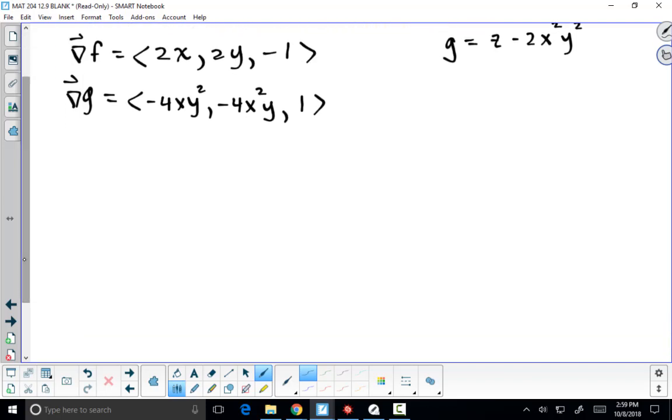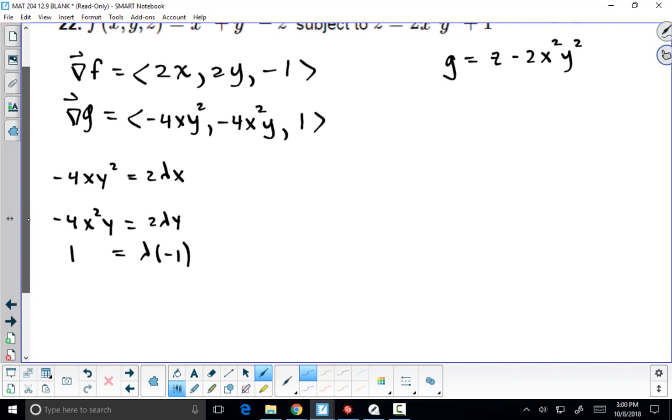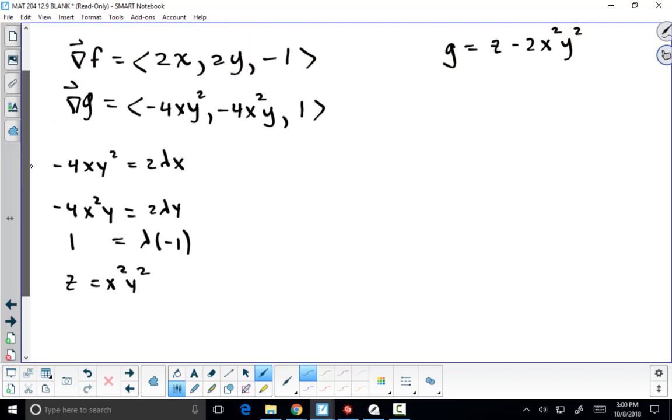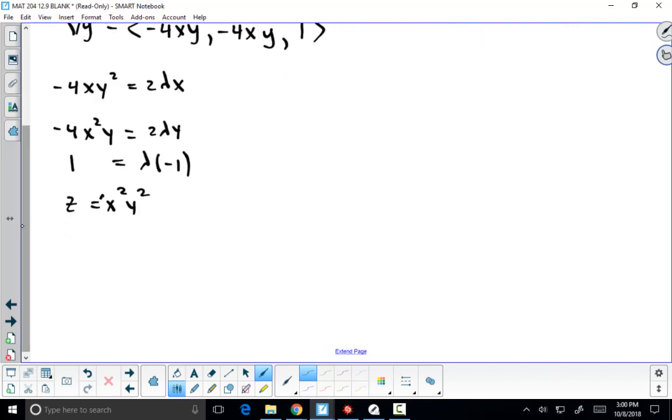So I think it's going to be easier to put the lambda with the f. So we'll do 2 lambda x. And then we'll have minus 4x squared y equals 2 lambda y. And then we're going to have 1, let's see, we said that equals lambda times minus 1. And then we have our constraint: z equals 2x squared y squared plus 1.